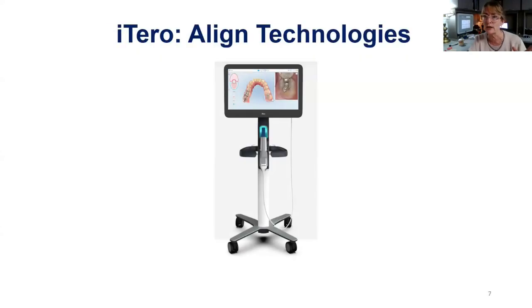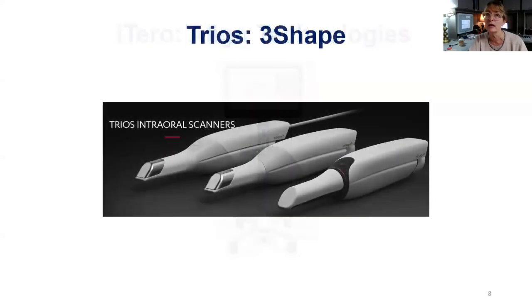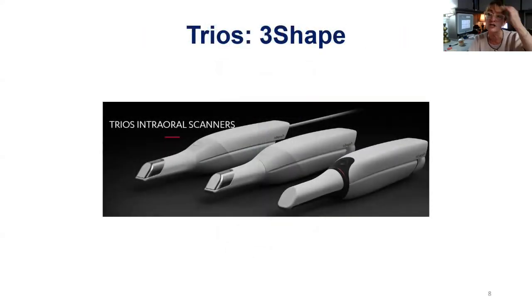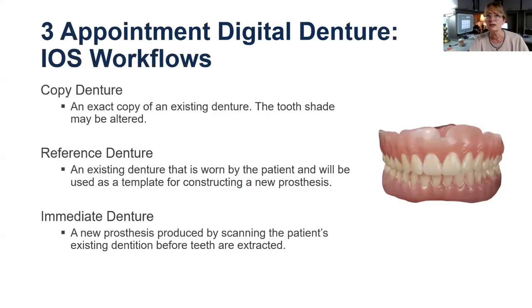I mentioned we're going to focus on Align Technology's Itero scanner, as well as 3Shape Trios. It's the Trios 5 that I physically have here in my office. So let's talk about what a digital denture is and what those workflows might look like. We define them as 3 separate entities, if you will. One is a copy denture, next is a reference denture, and last is an immediate denture.